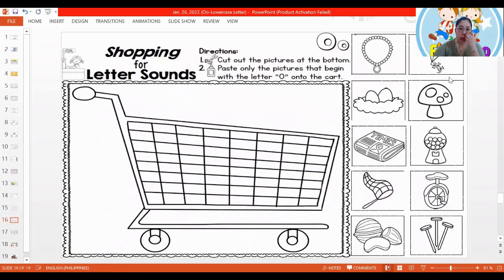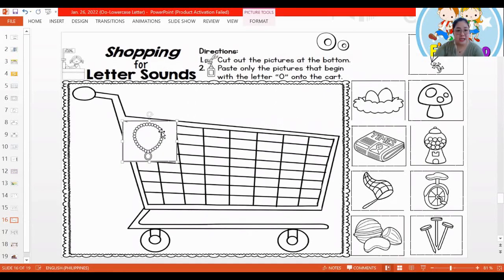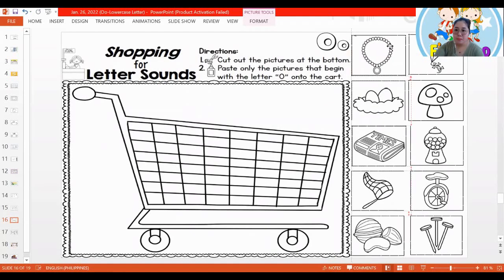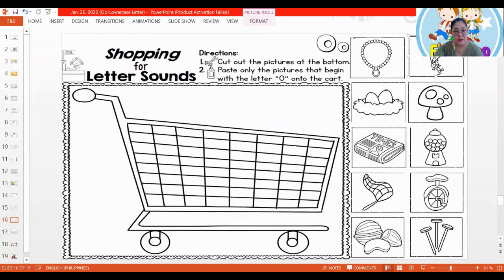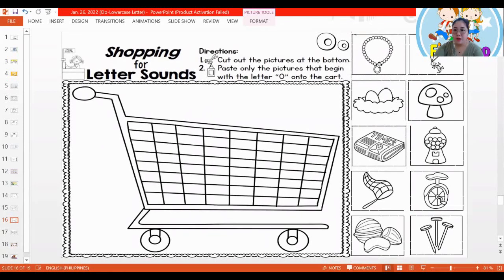We have shopping for letters. So we have to cut the pictures and we paste only the pictures that begin with the letter O inside our shopping cart. So let's start with necklace. Does necklace start with the letter O? No. How about kite? Does kite start with the letter O? Another no. How about nest? Nest. Another no.